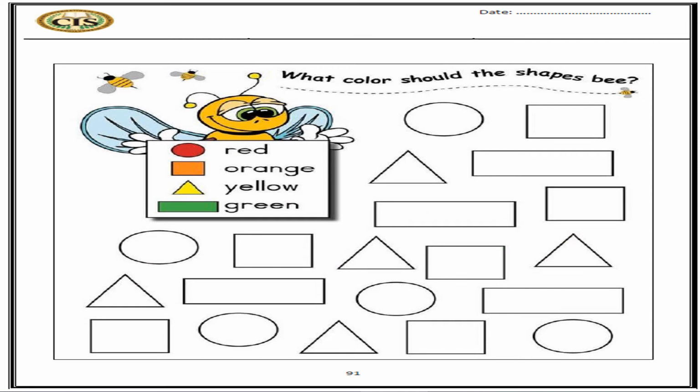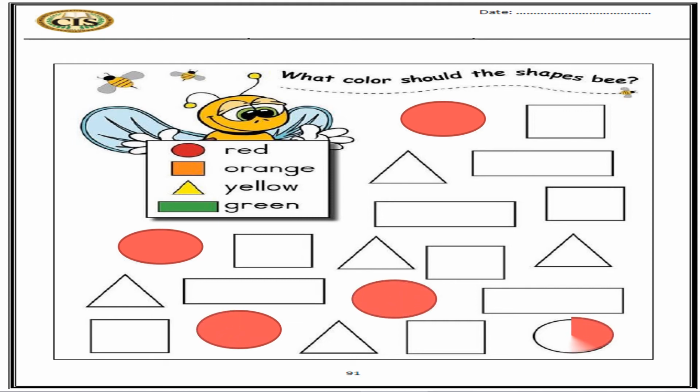What color should the shapes be? The circle will be with the red color and square with the orange, triangle with the yellow color and rectangle with the green color. Now let's color them together. Let's color the circle with the red color. Let's move to the triangle. With which color? With the yellow color. Let's color it.